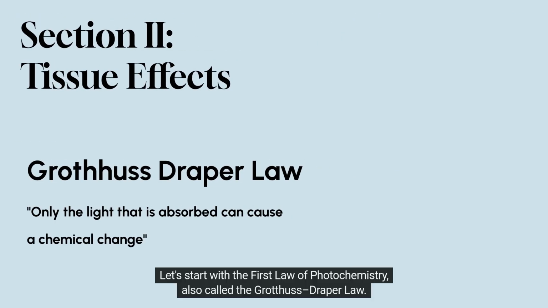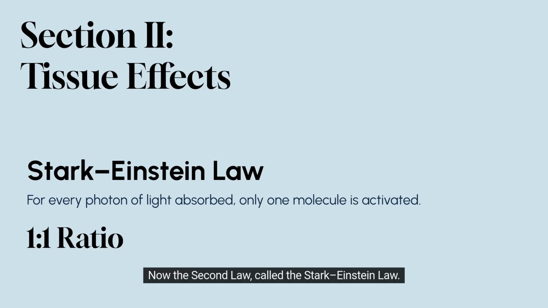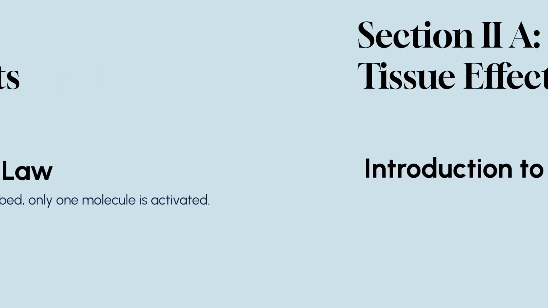Let's start with the first law of photochemistry, also called the Grotthuss-Draper law. In simple terms, it's like sending a text to the wrong number: if no one gets it, there's no reaction. Now, the second law, called the Stark-Einstein law. This means one photon can trigger one reaction. It's a one-to-one deal. No shortcuts.